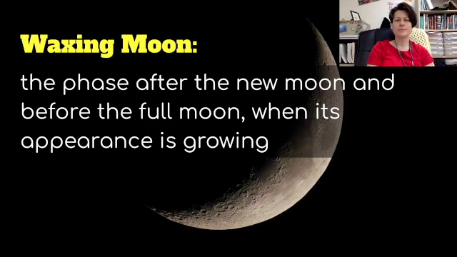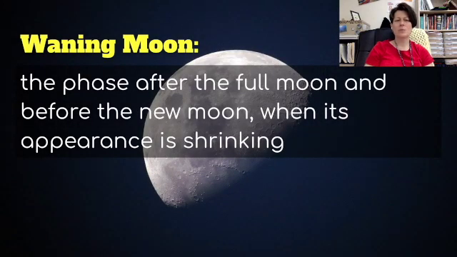Now, the opposite of waxing is waning. When we have a waning moon, this is the phase after the full moon and before the new moon when its appearance is shrinking. So it is waning, it is kind of wasting away. And so our terminology would be a waning moon for when it is shrinking.